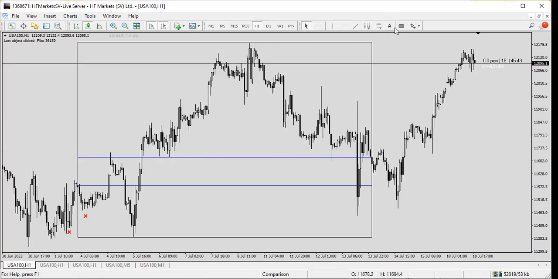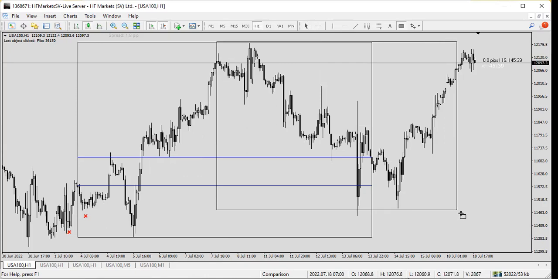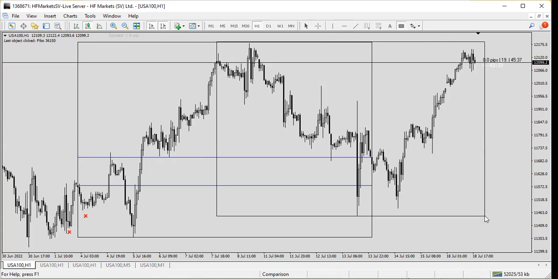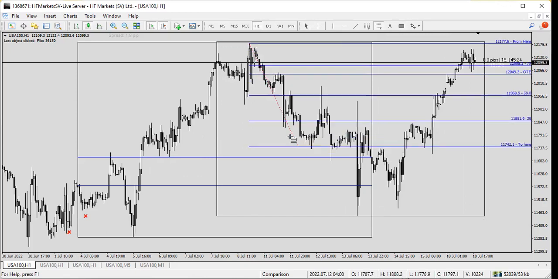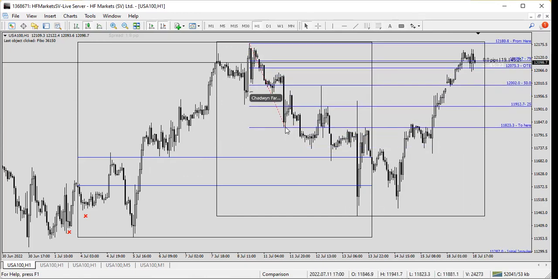We could take this portion of price right here, and that could be another fractal. Accumulation, stop hunt, dealing range. My fib. Perfect.